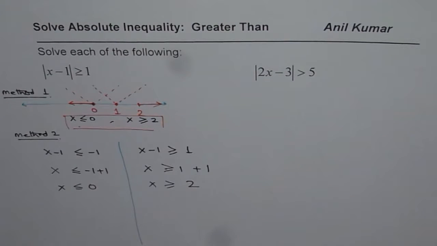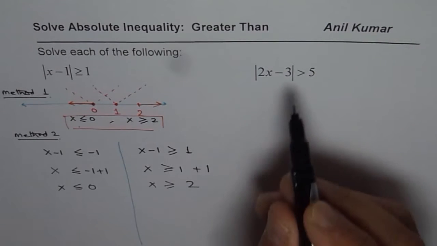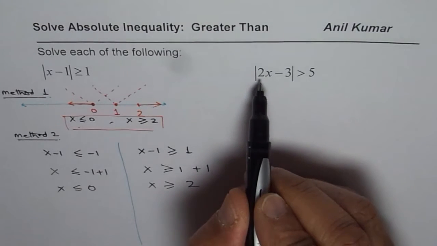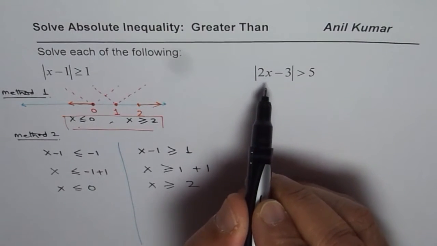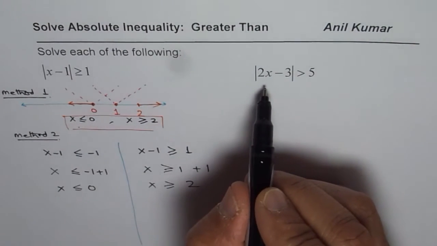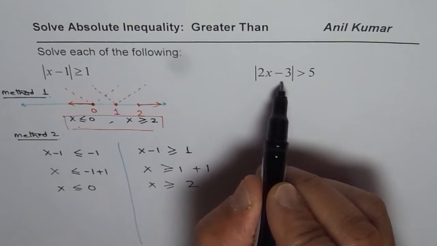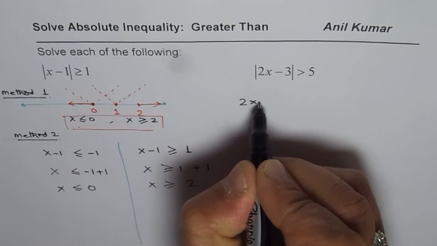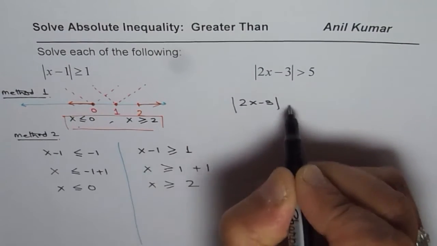Now let me teach you another method to solve the second inequality. Now this time we will actually define the absolute function as a piecewise function. So the inequality is absolute value of 2x minus 3 is greater than 5. Let us define what is 2x minus 3 absolute value.